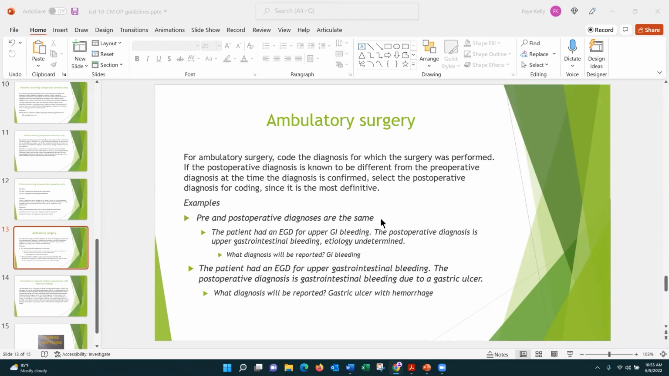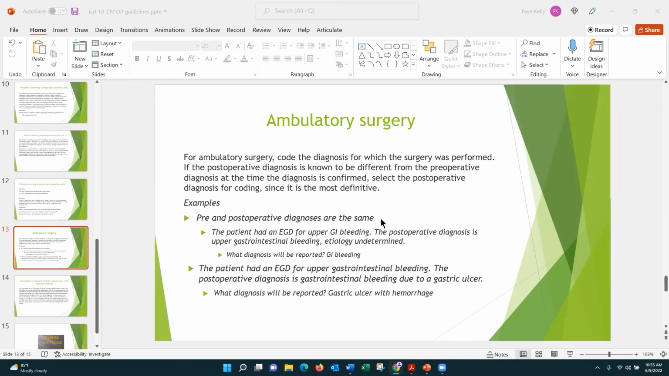The examples here, pre and post-op diagnosis are the same. Patient had an EGD for upper GI bleeding. The post-op is upper GI bleeding, etiology undetermined. The physician could not determine the reason for the bleeding. So your GI bleeding is going to be your first listed diagnosis.